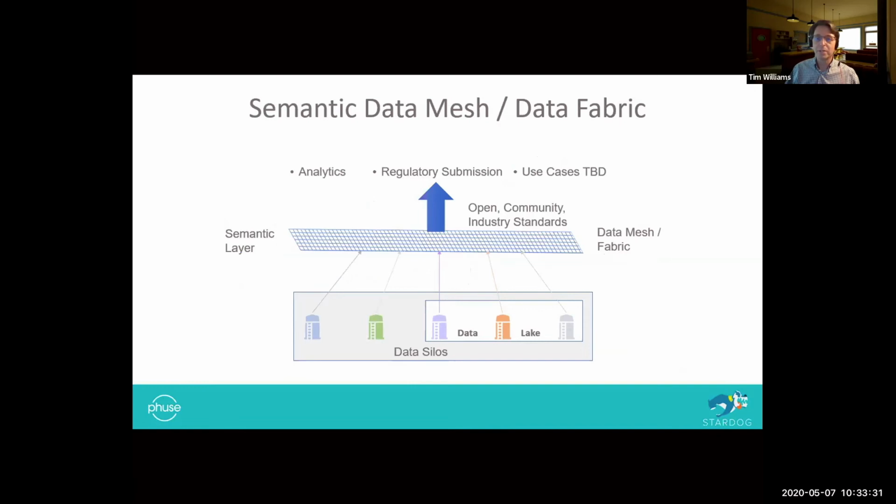This is attractive because it is unlikely that companies will replace their large relational systems in the short term. Plus, the flexibility of graph data means use cases do not have to be defined in advance. Ideally, the semantic graph model is built using open, community, and industry standards. I expect we will be hearing a lot more about data fabric in the near future.